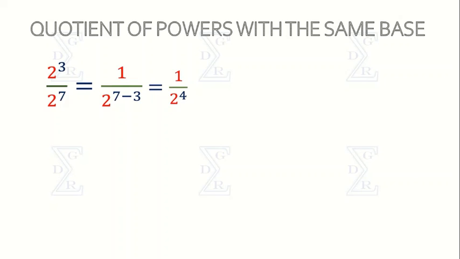Similarly, dividing 6 raised to the power of 4 by 6 raised to the power of 6 can be written as 1 on 6 raised to the power of 6 minus 4. And the result is 1 on 6 squared.